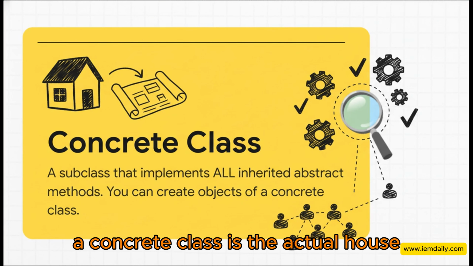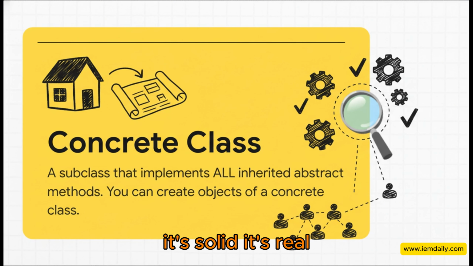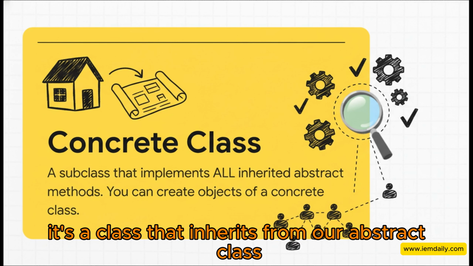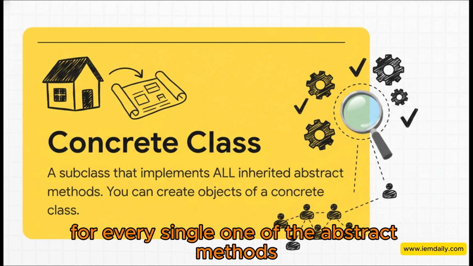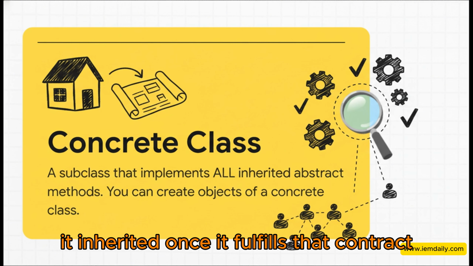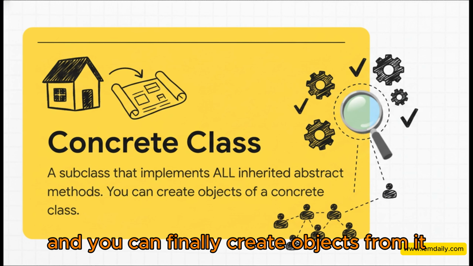A concrete class is the actual house built from the blueprint. The name says it all. It's solid, it's real. It's a class that inherits from our abstract class and, this is the crucial part, it provides the missing code for every single one of the abstract methods it inherited. Once it fulfills that contract, it's considered complete and you can finally create objects from it.